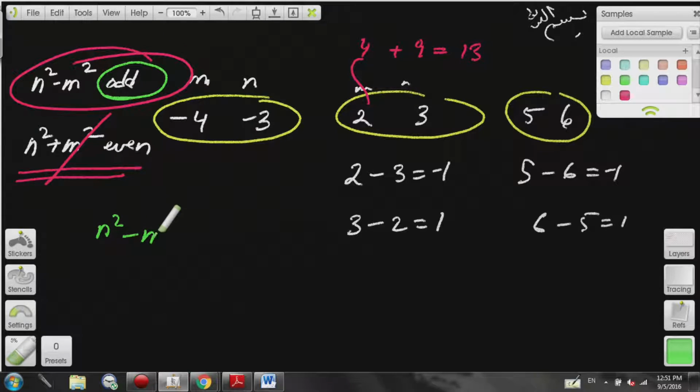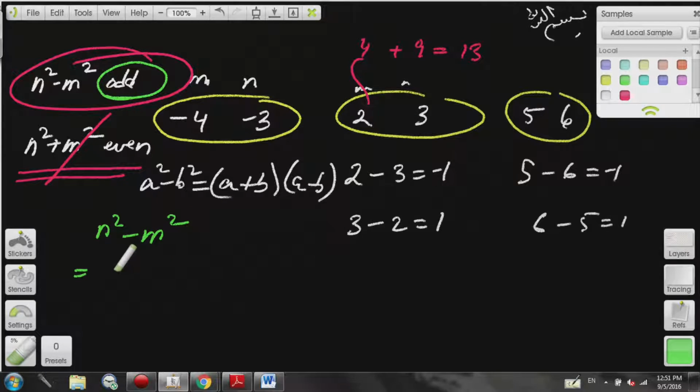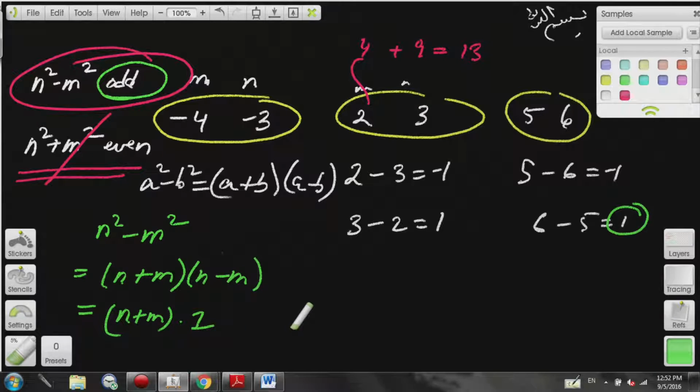See, n squared minus m squared. This is a special case of what I told you before. A squared minus b squared is a plus b times a minus b, right? So you can factor this out. I'm not sure if any student would be doing this on the exam, but just to illustrate, this is n plus m times n minus m, okay? So then you get that. Okay, what's the big deal, okay? Well, n minus m, so 6 minus 5, it's always going to be 1, we said, right? Because they're consecutive, so this is always 1. So n plus m, okay, times 1, okay? So that's just n plus m, okay?